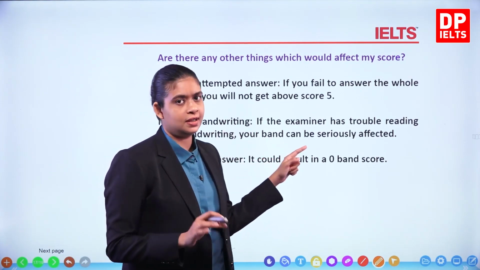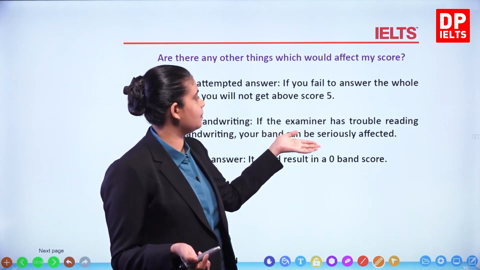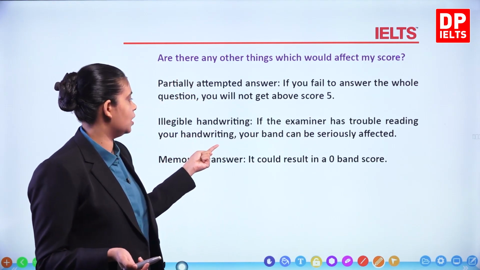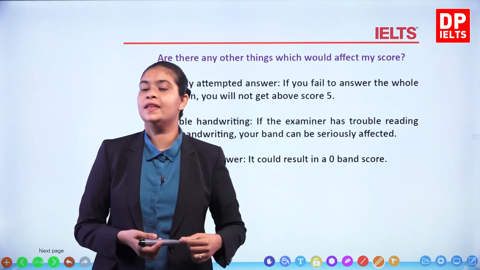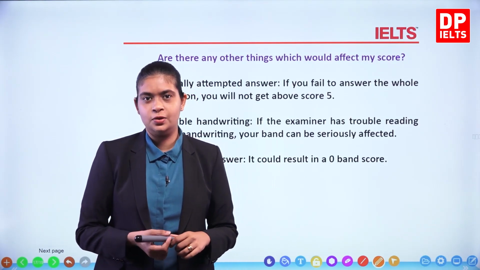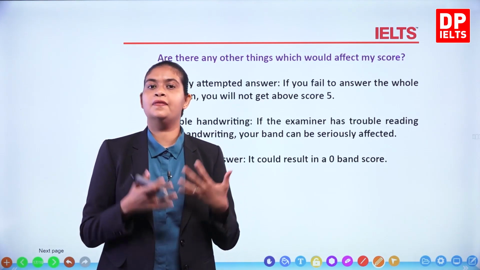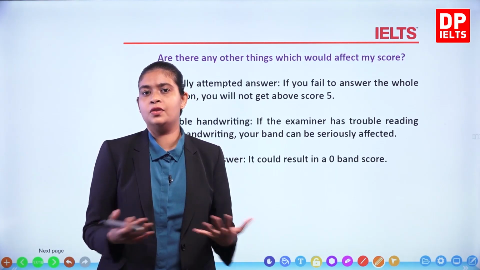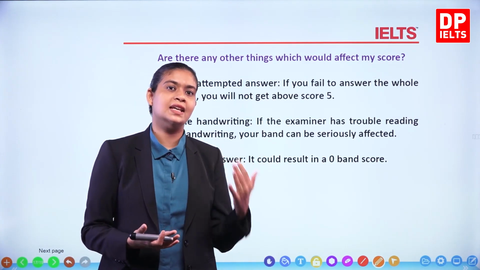Illegible handwriting. So handwriting that you can't read. If the examiner has trouble reading your handwriting, your band can be seriously affected. It's not that the examiner just wants to penalize you, it's that the examiner can't read. Okay? And if an examiner can't read, we can't really give you a score. So you have to make sure that you write clearly.